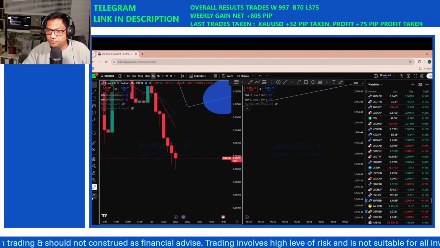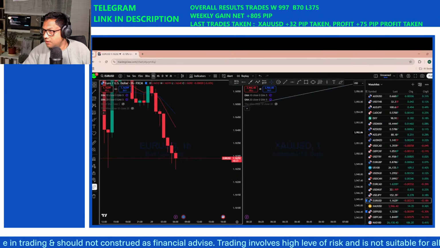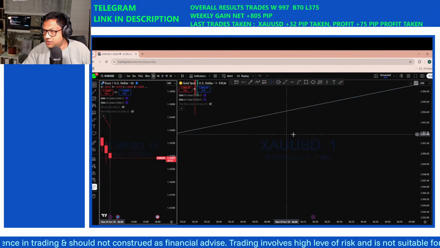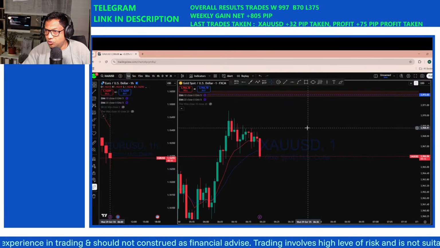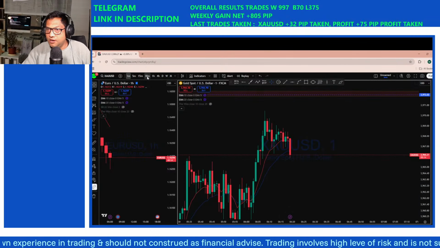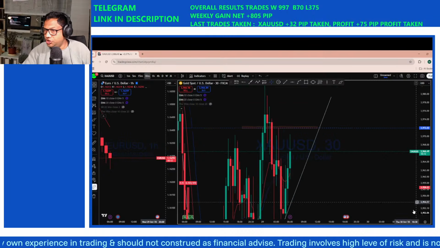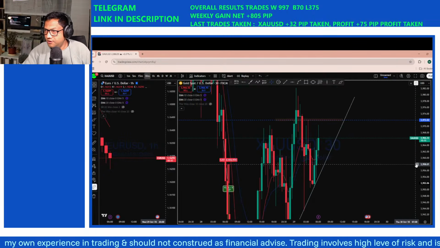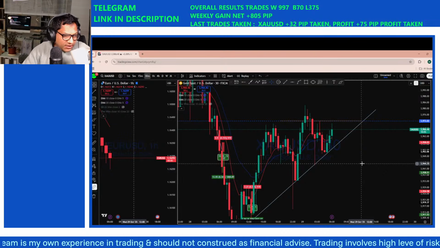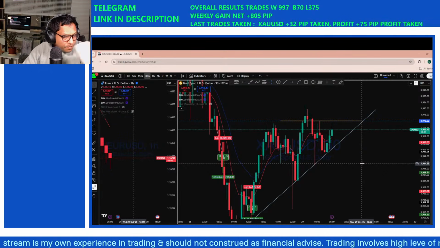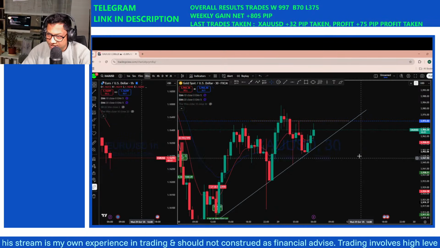Gold is being brought into the watch list. We can see that gold has had a very sharp rejection. Now, looking at gold price action, guys, ready for a big move.